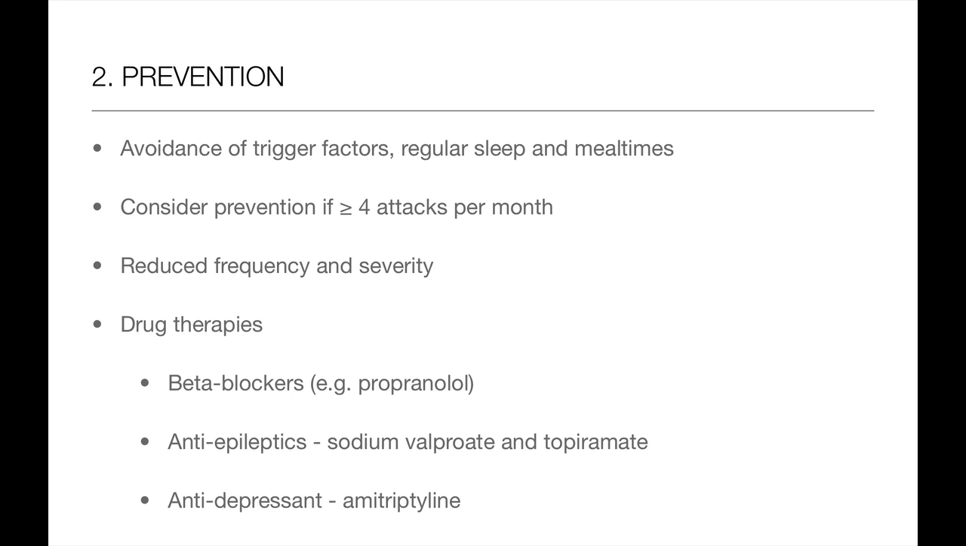Important drug therapies to be aware of are beta blockers, which are used first line, such as propranolol, anti-epileptics, such as sodium valproate and topiramate, and finally, antidepressants, such as amitriptyline. A recent review article in the British Journal of General Practice showed that doctors in the UK underuse preventative therapies, but patients will accept these therapies quite well, and there is a good response usually to such treatment.